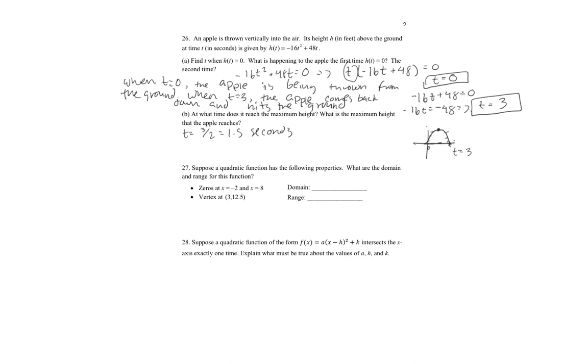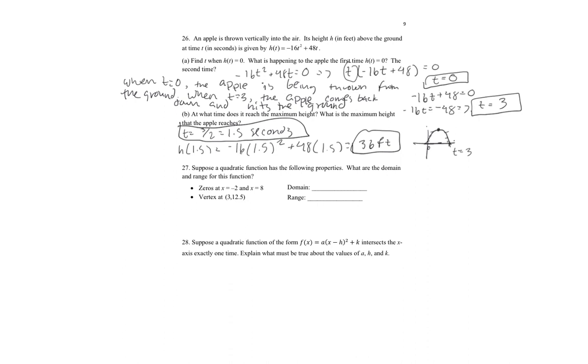And so then it asks what the maximum height that the apple reaches is, and so we just have to plug in 1.5 for t, right? So then we'll just say h of 1.5 is equal to negative 16 times 1.5 squared plus 48 times 1.5, which gives 36 feet. So these are two answers.